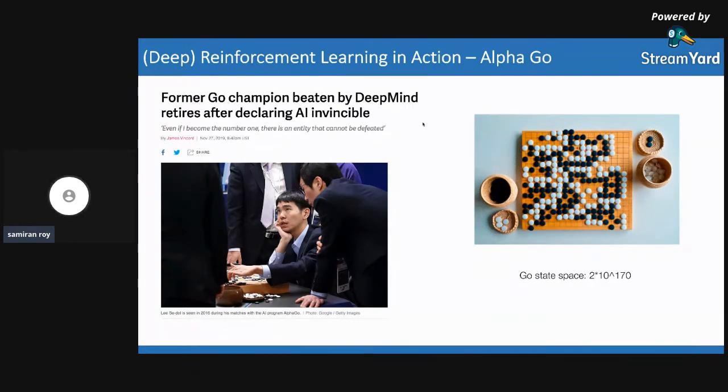So AlphaGo is a reinforcement learning algorithm which plays the game of Go, which is just a board game like chess, and it managed to beat the world champion at that time.